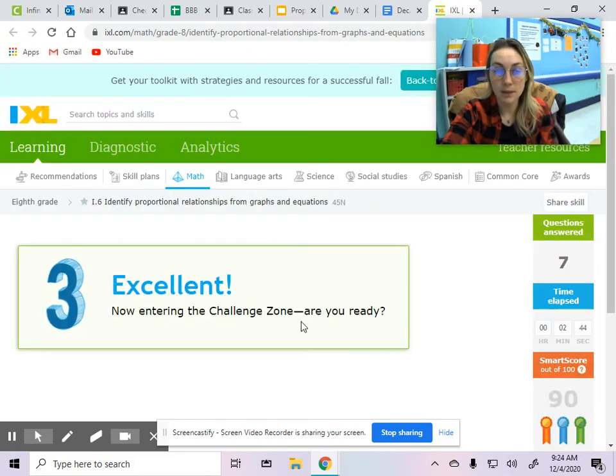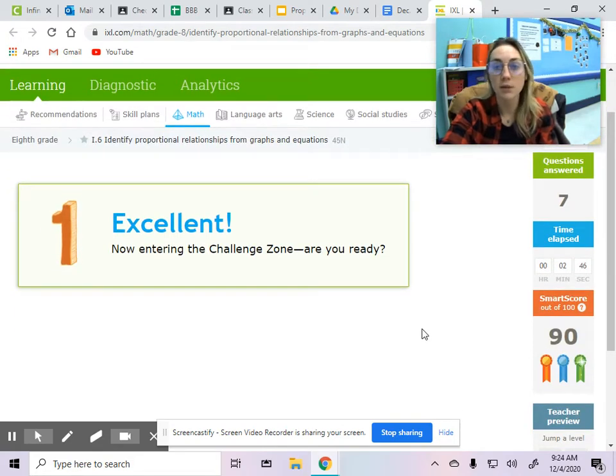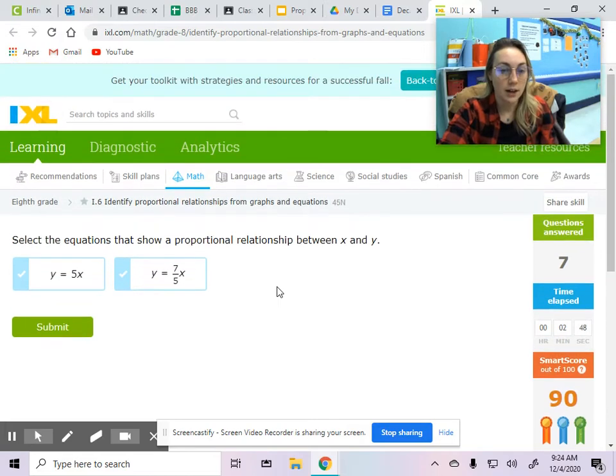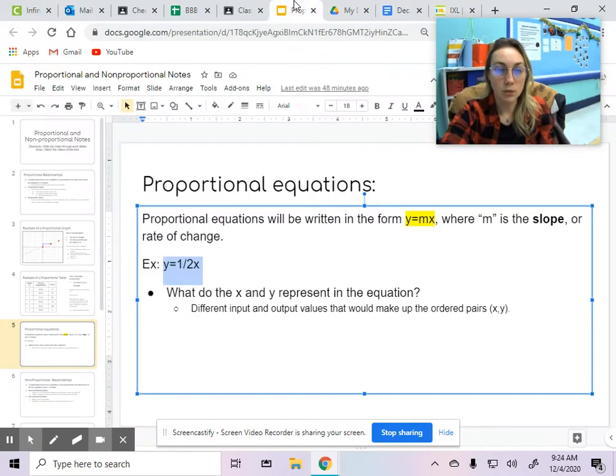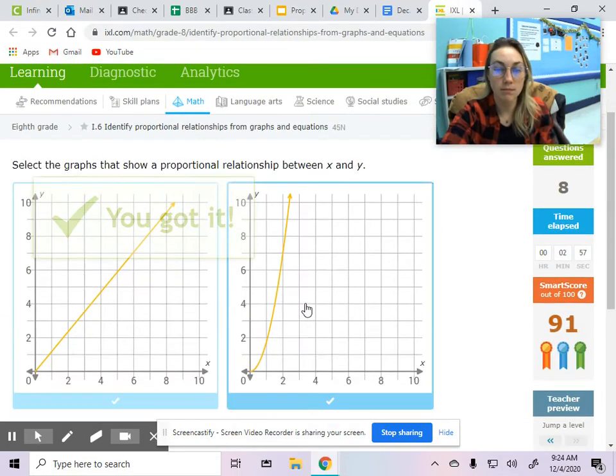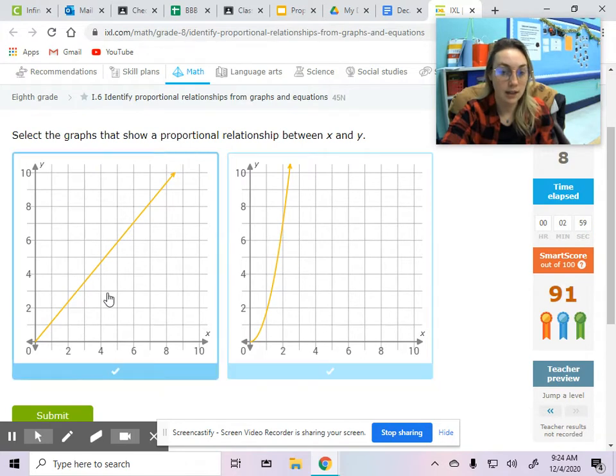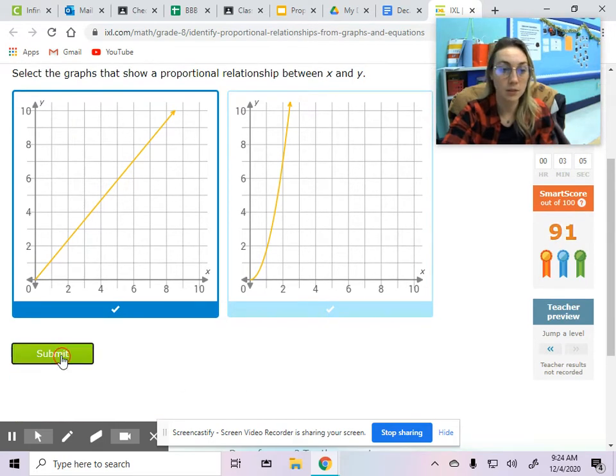Let me see if I can't skip a level. Challenge zone. Cool. All right, so both of these are equations because they have y equals slope x. Cool. Click both of them, hit submit. All right, same thing. This one is the only one that is straight as well as goes through the origin. This one has a curve, therefore it's not proportional. So we'll hit submit.